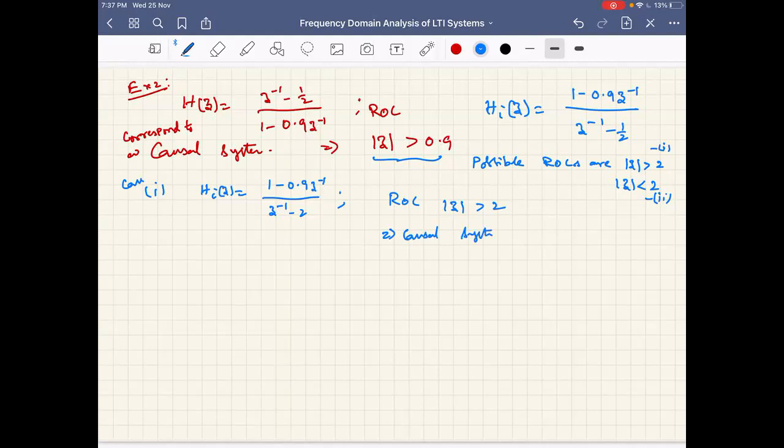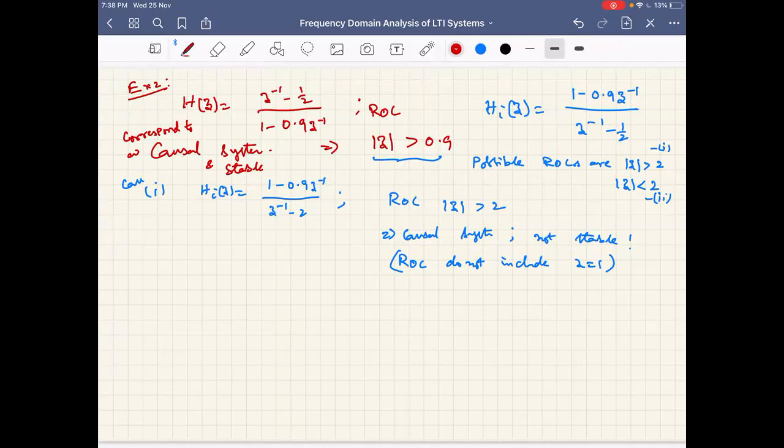But is this a stable system? It is not stable. Why is it not stable? Because its ROC doesn't include the unit circle, z equal to 1. So the initial system, if you see, is a causal and stable system. Okay, so you can note from here that the inverse of a stable system need not be a causal and stable system.